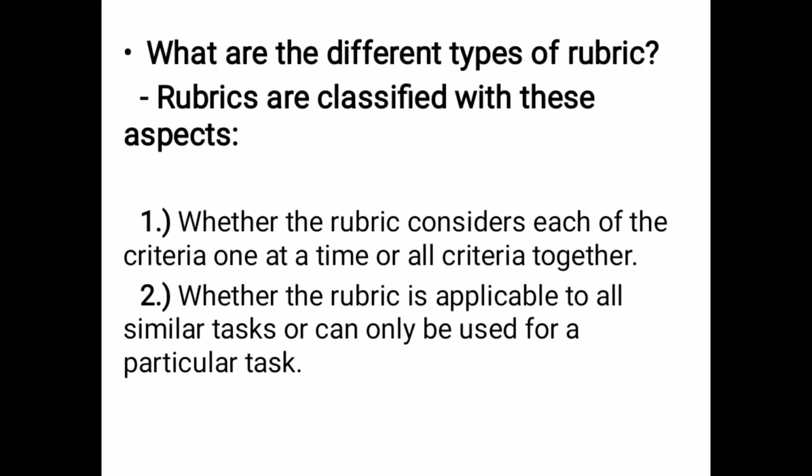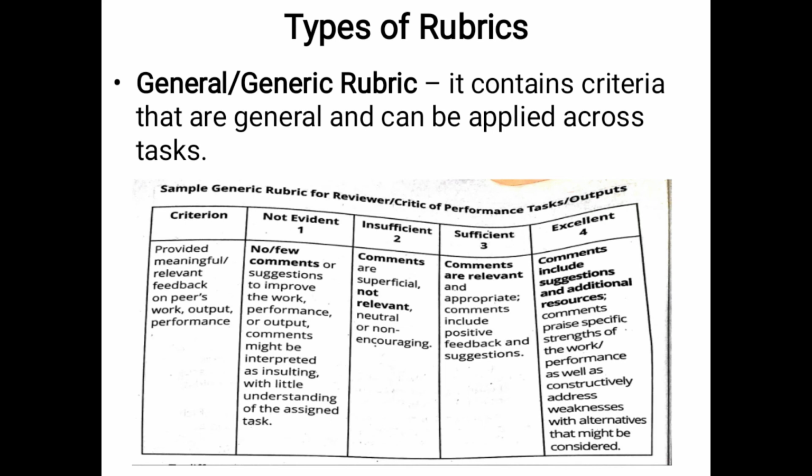So, what are the different types of rubric? Beforehand, rubrics are classified with these aspects. The first is whether the rubric considers each of the criteria one at a time or all criteria together. Number two, whether the rubric is applicable to all similar tasks or can only be used for a particular task. So, to understand more the aspects of rubrics, here are the types of rubrics.